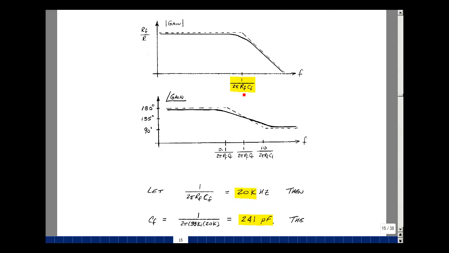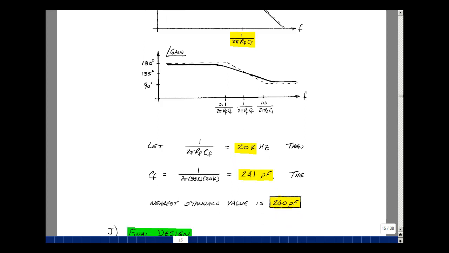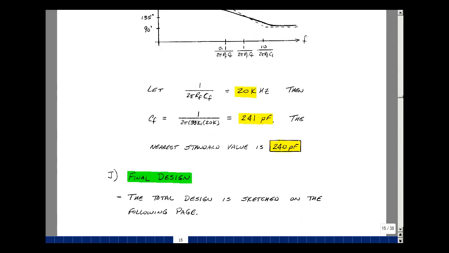We want to limit our upper 3 dB bandwidth to 20 kilohertz because that's as far as we can hear. And also it gives us the lowest overall bandwidth and will actually give us the overall lowest noise. Since I know the value of R sub F, I can solve for C sub F from this equation. So C sub F is equal to 1 over 2 pi R sub F, which is 33K, times the 20K. That gives me a value of 241 picofarads. The nearest standard component is 240 picofarads. And now we finish our design. Let's take a look at the final design on the next page.